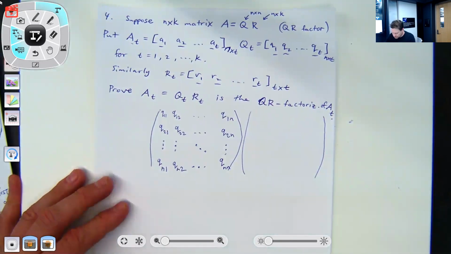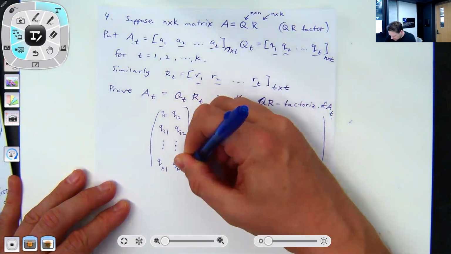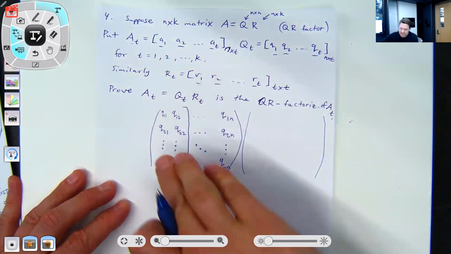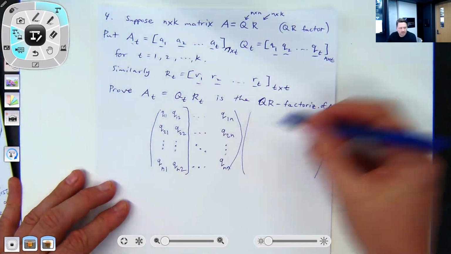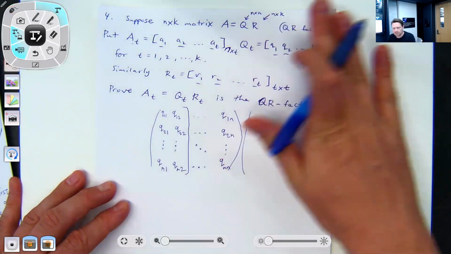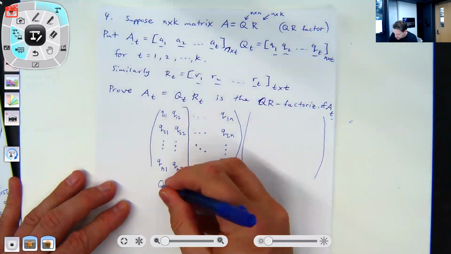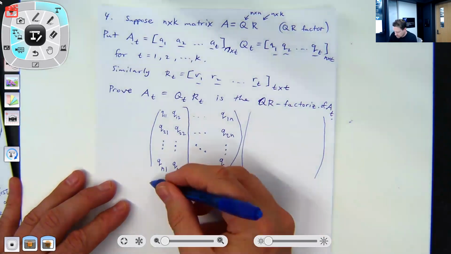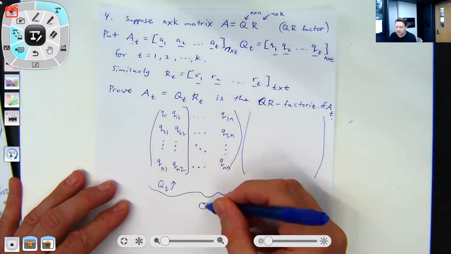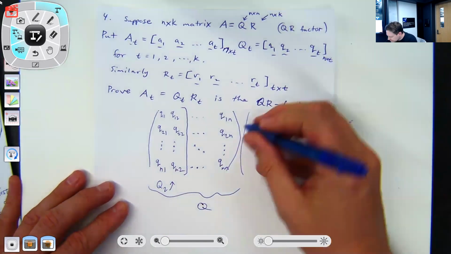But I want to just draw a line here and say I'm going to think about this part of Q, and basically scratch the rest of it out, because that's the whole other part of Q. This part of it here is Q2, and the whole thing is Q. All right, now let's do the same with R.